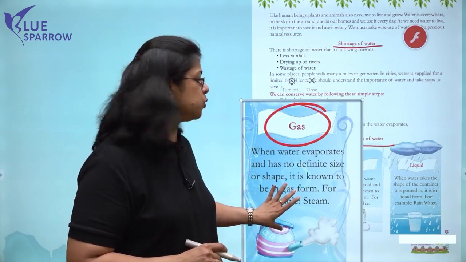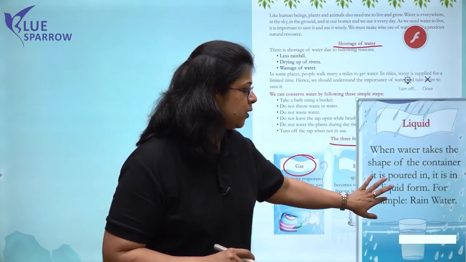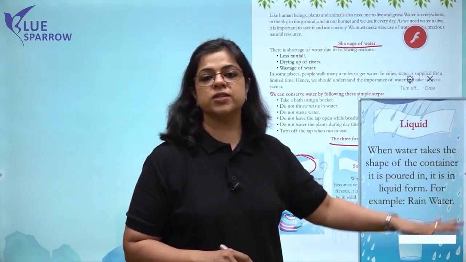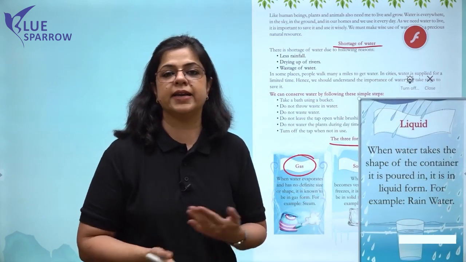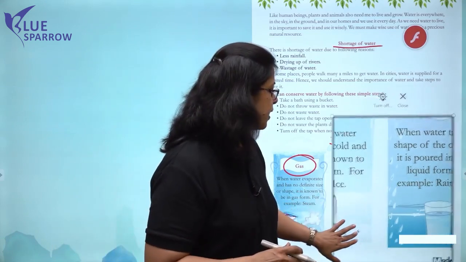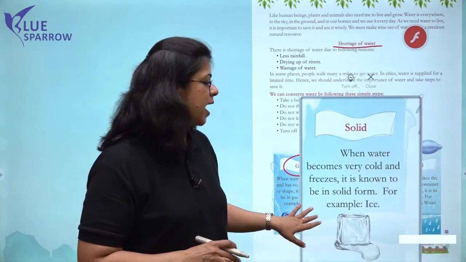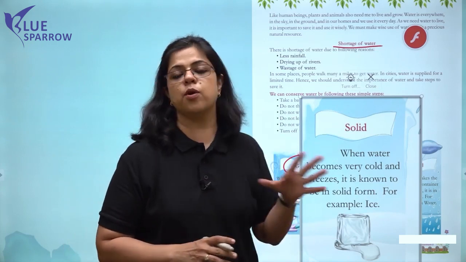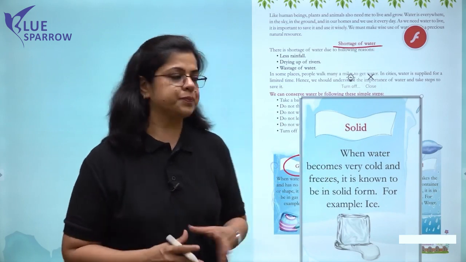अगर इस steam को हम cool करते हैं तो हमें क्या मिलता है? हमें मिलता है liquid. When water is cooled down, the gaseous water changes into liquid water and liquid water takes the shape of the container it is in. It also does not have any shape of its own. If you cool the liquid further, you get ice. Ice is the frozen form of water or the solid form of water which has got a definite shape.